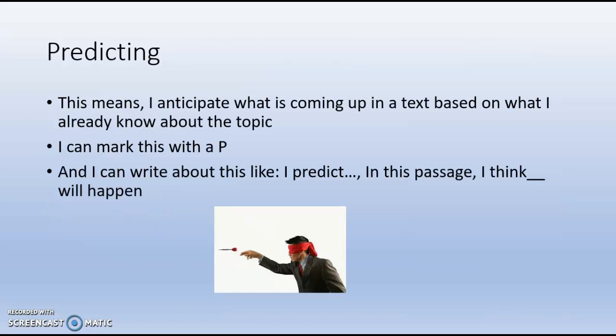Let's talk a little more about each strategy, starting with predicting. This means I anticipate what is coming up in the text based on what I've learned or what I already know about the topic. I can mark this with a P, and then I can write about it by using sentence stems like, I predict in this passage, I think blank will happen. It's important to note that annotations are unique to your understanding and analysis. No one's annotations will look exactly like someone else's, because we all approach text in different ways.